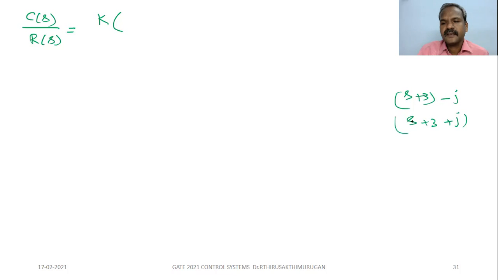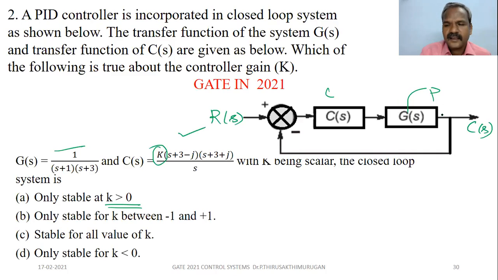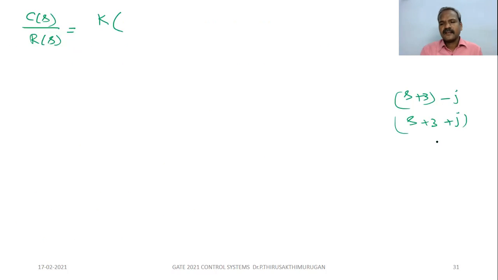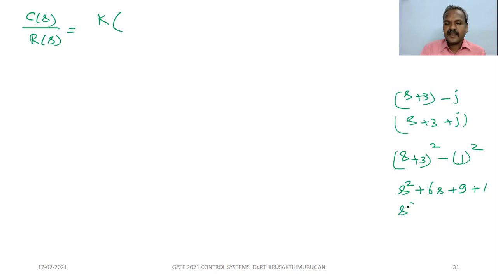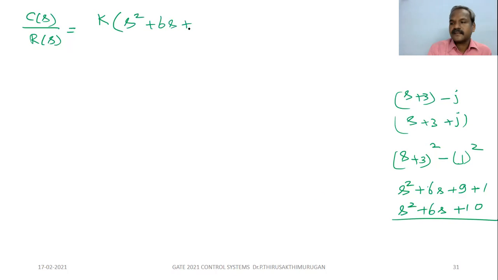Okay, a plus b into a minus b. What is the answer? Please tell me. A square minus b square. So s plus 3 whole square minus j square. J square is minus 1, so plus 1. So we get s square plus 6s plus 9 plus 1, that is s square plus 6s plus 10. So k into s square plus 6s plus 10.